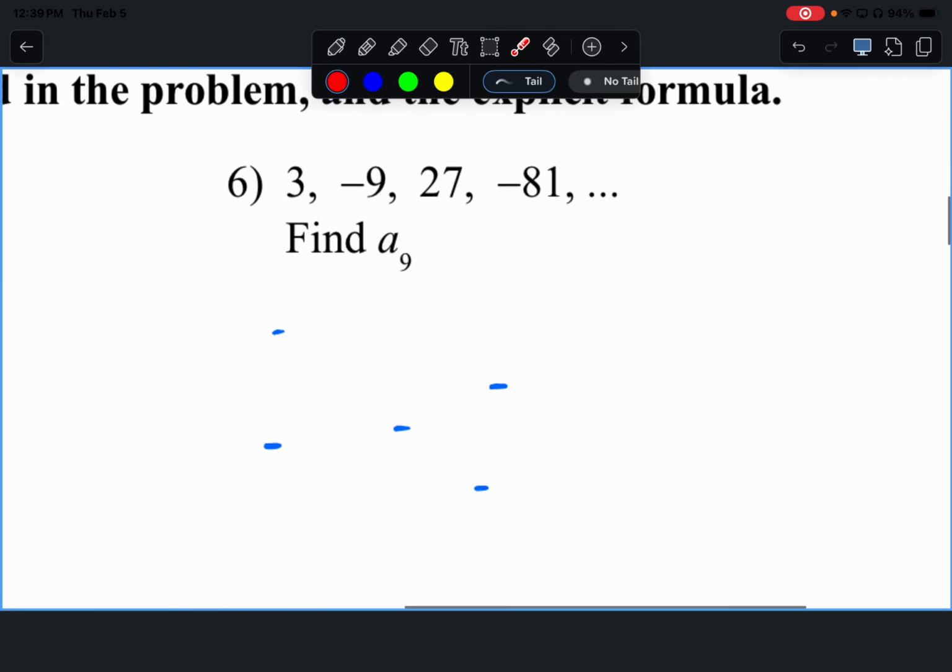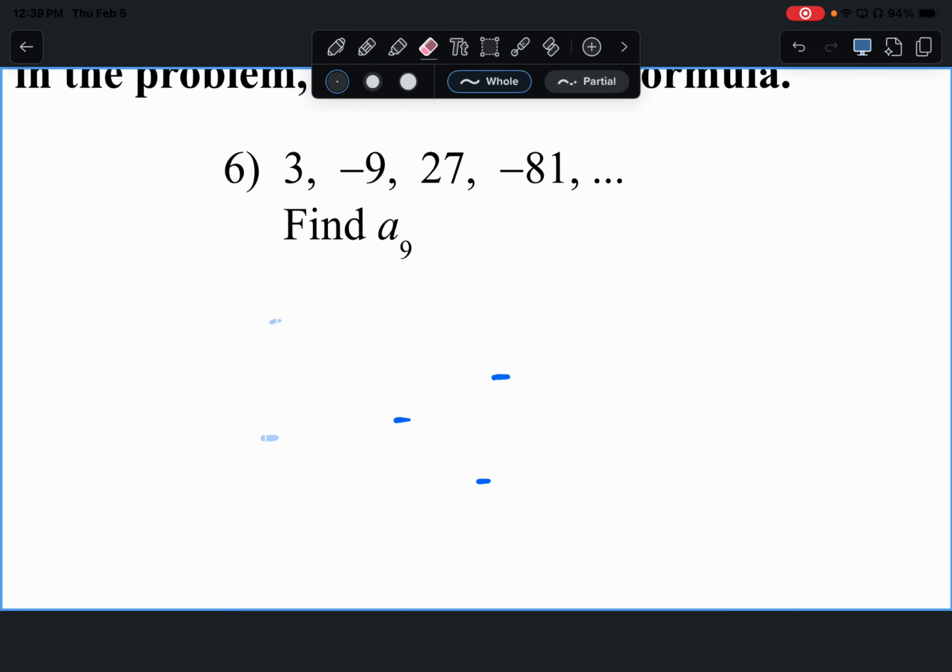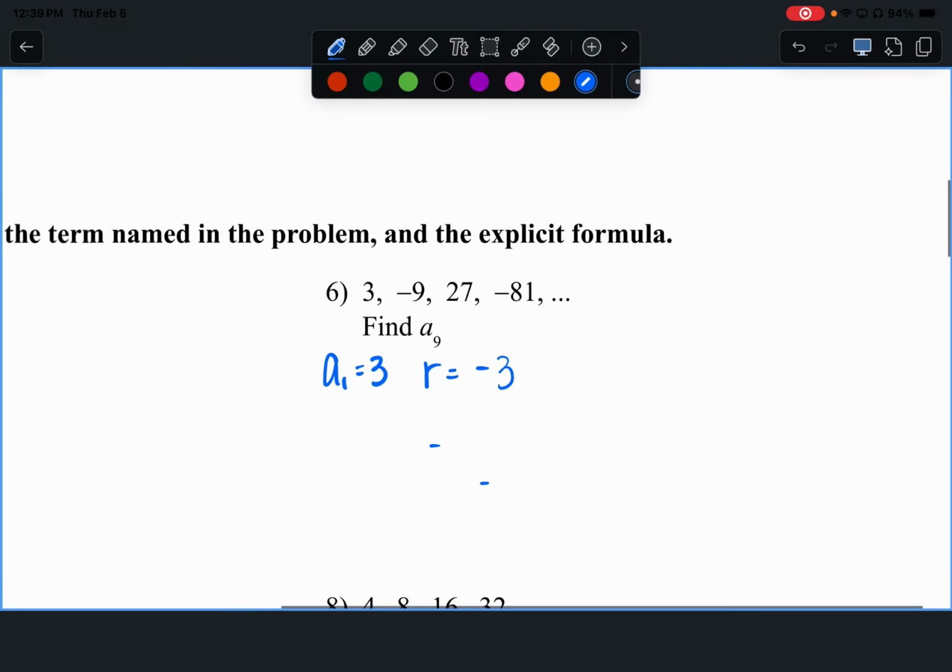Okay. For number 6, what is our first term of the sequence? Okay. What is the common ratio? -3. Okay, in here it tells us to write the explicit formula. That is just any term, the formula. So we're going to do the nth term will be 3 times -3 to the power of n minus 1.